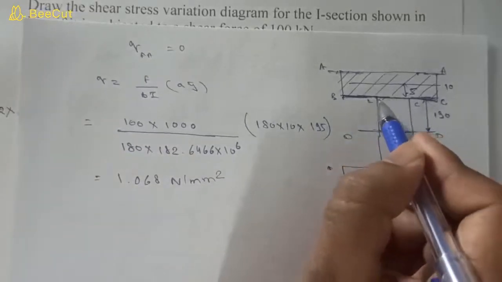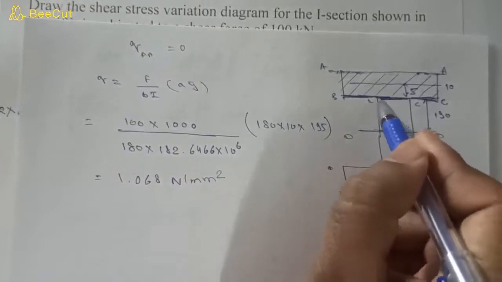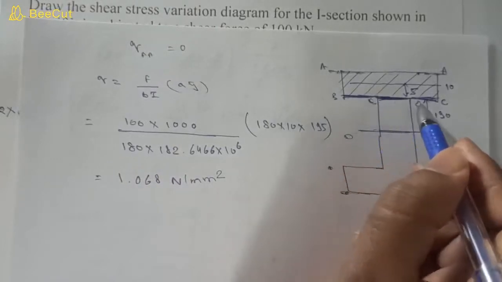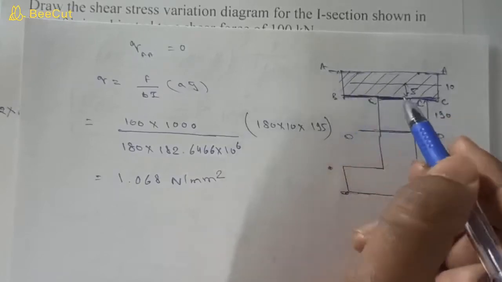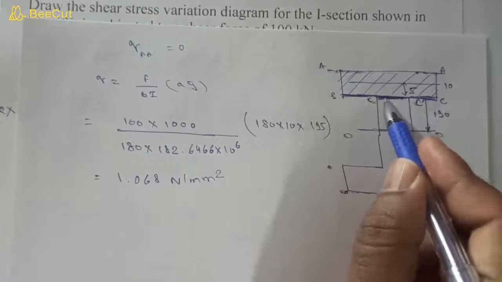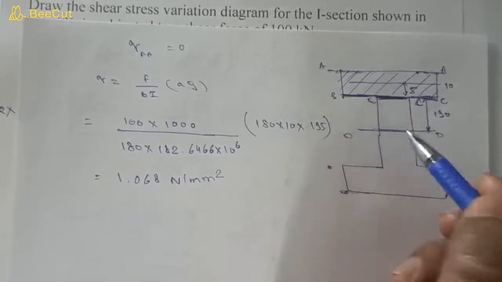Now if we have to calculate the shear stress at the top of the web portion at CC, what will the shear stress be? The area will be the same. The only variation is that the width will become this one, which is 10.